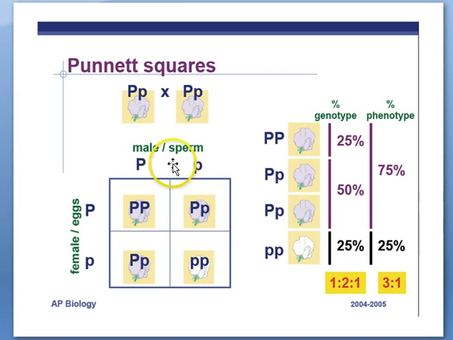Here we have the male's gametes being made, the male sperm, and then we also have the female's eggs being produced. Now, these are the possible eggs and possible sperm made by these two parents. Before we get into Punnett squares, however, we do need to take some notes on how gametes are made. Remember, gametes are made by the process of meiosis.